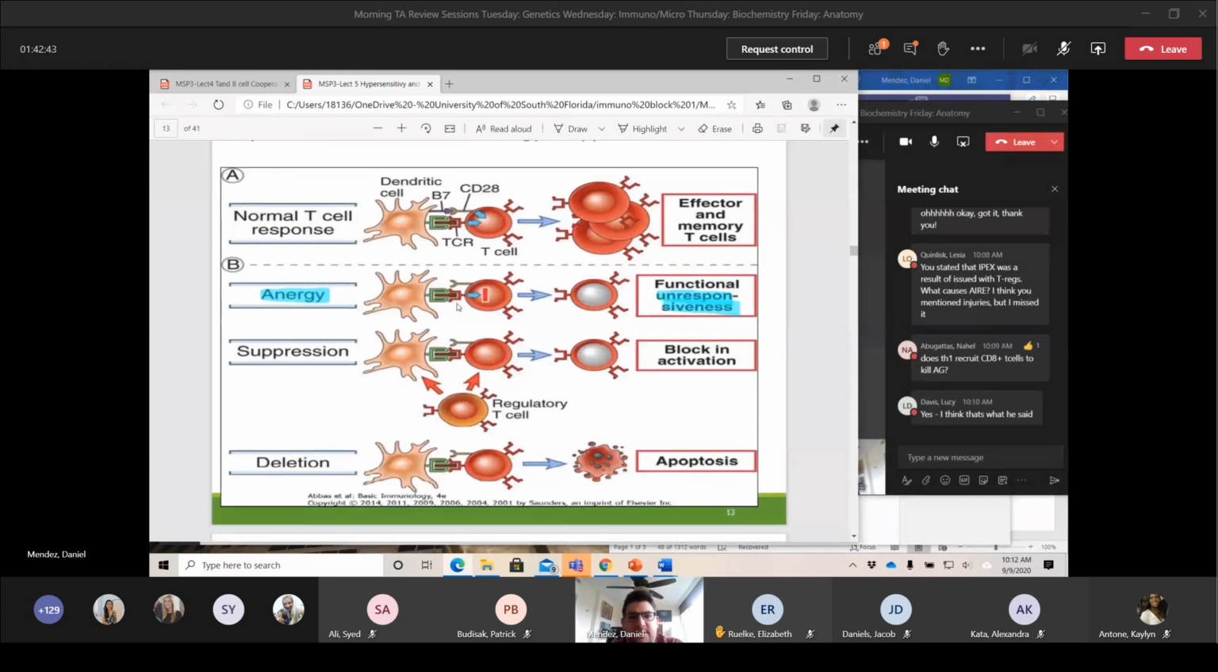And these are just your other responses here. Suppression: the Tregs are going to come by and stop activation of this cell if it reacts too highly. Same thing with deletion: if it reacts too highly, the Treg will stimulate destruction of this cell. So these two at the bottom, suppression and deletion, are all negative selection. Suppression and deletion occur if it's overreacting to self, and anergy when it's not reacting to self at all.